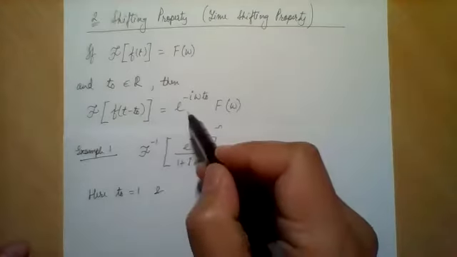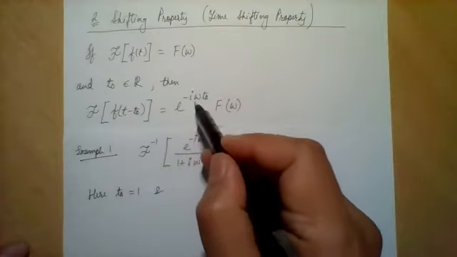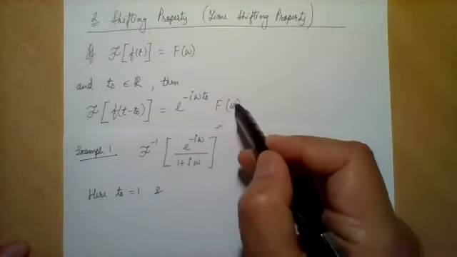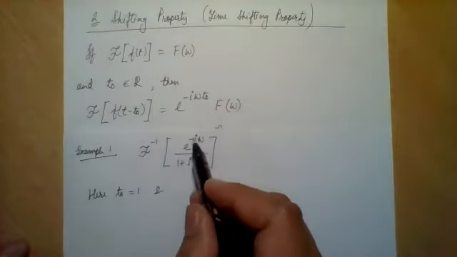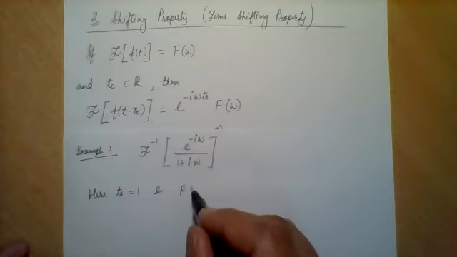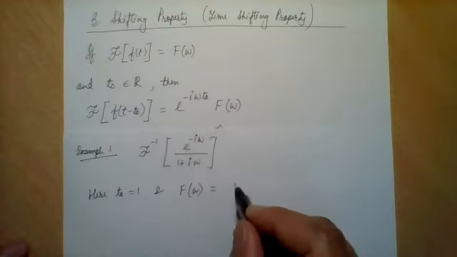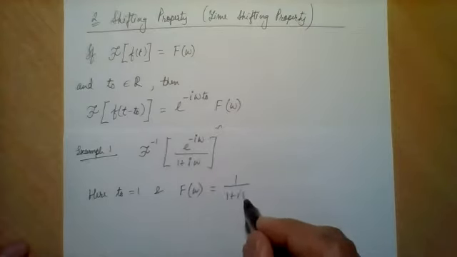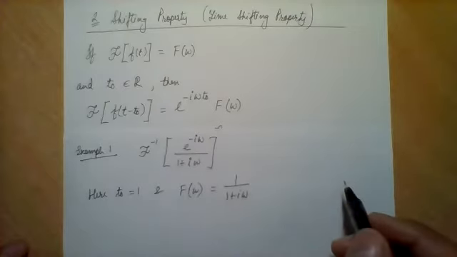And this is e to the power minus I omega t0 times the Fourier transform. So if I remove this, what remains is 1 by 1 plus I omega. So f of omega is 1 by 1 plus I omega.